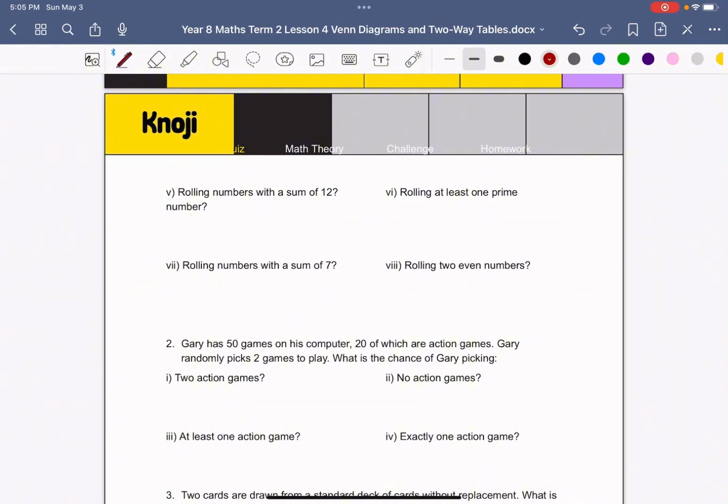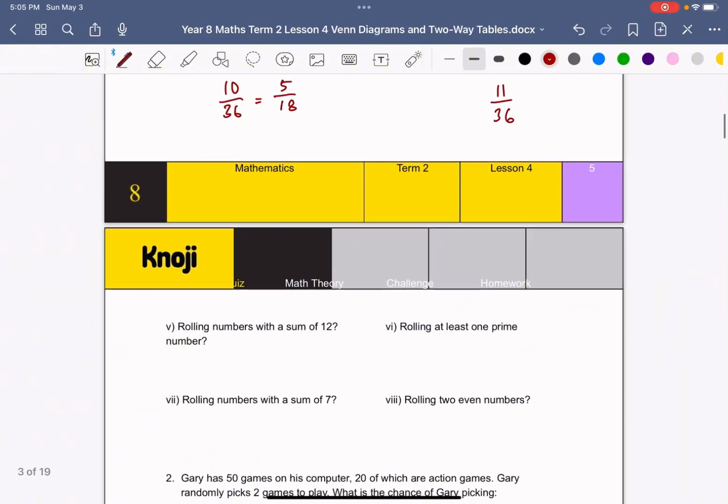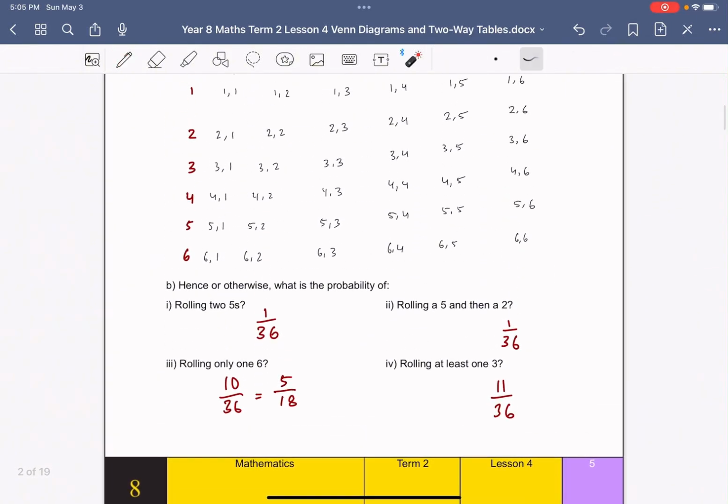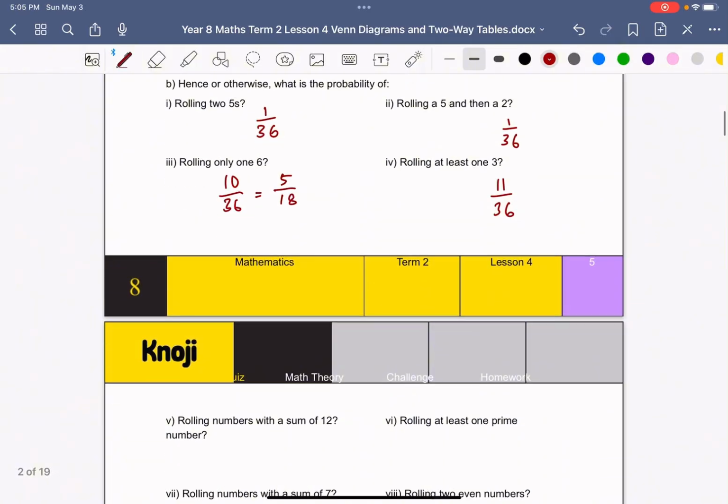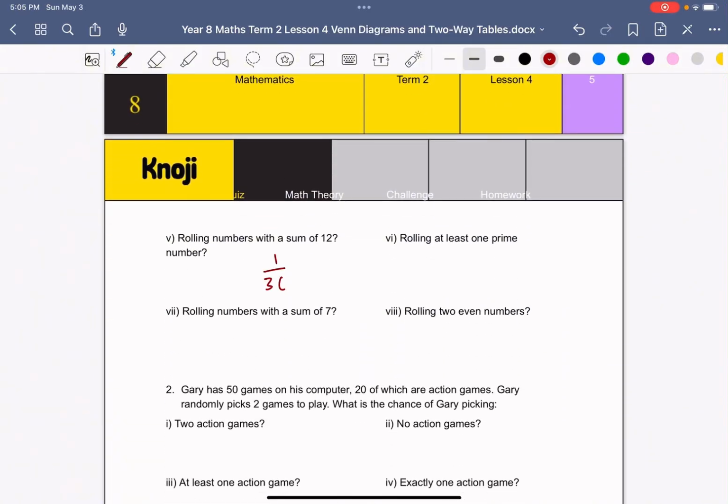Rolling numbers with a sum of 12. Now with a sum of 12 is only 1, which is 6 and a 6. So that is 1 out of my 36 outcomes.